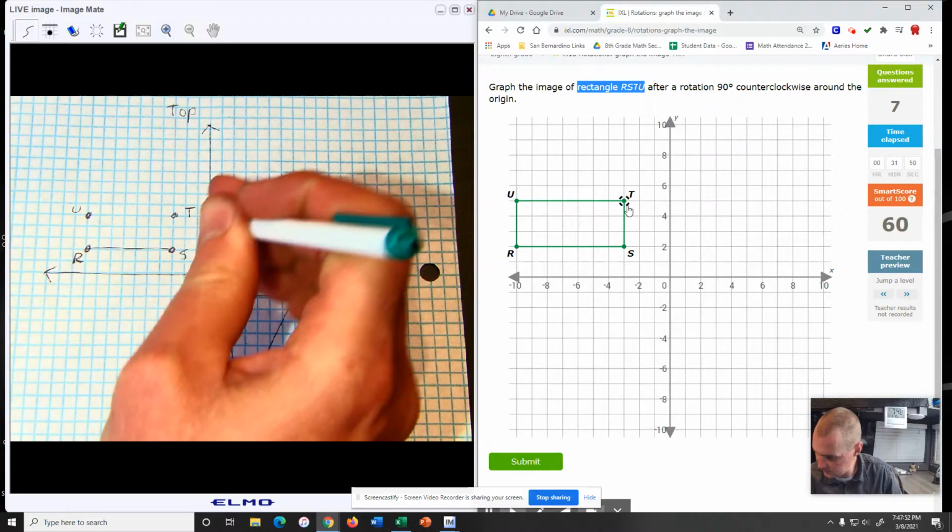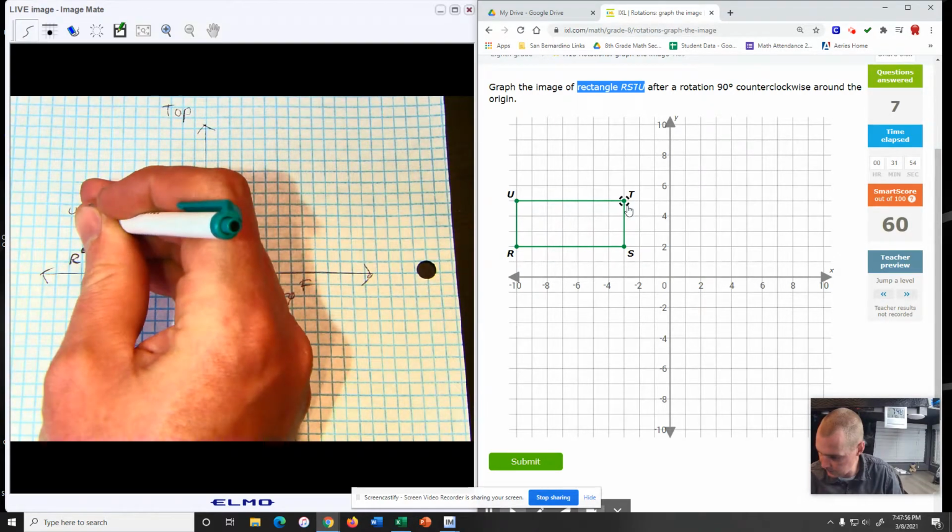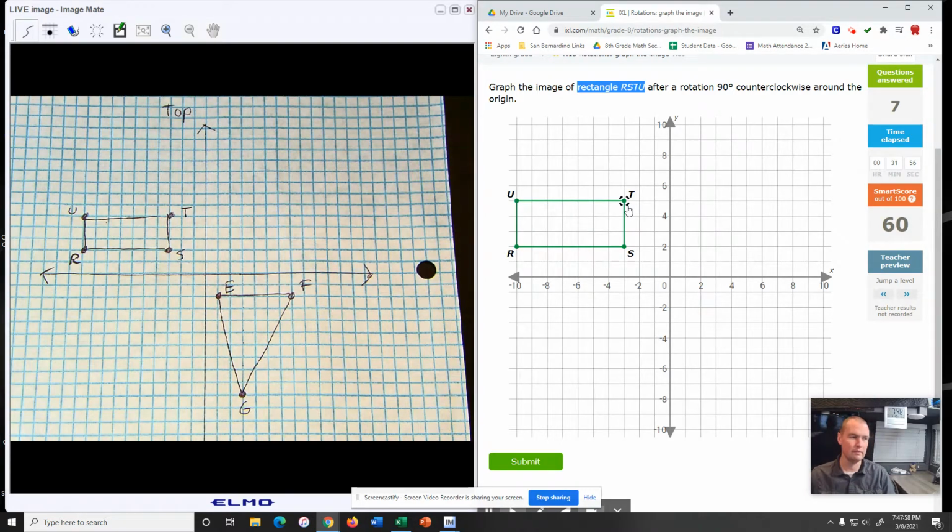R, S, S to T, T to U, and U circles back to R. There we go, so we've got a matching diagram. Beautiful. Okay, now we need to rotate it 90 degrees clockwise. Actually, careful: the word "counter" is right there. So we're going to rotate 90 degrees counterclockwise.